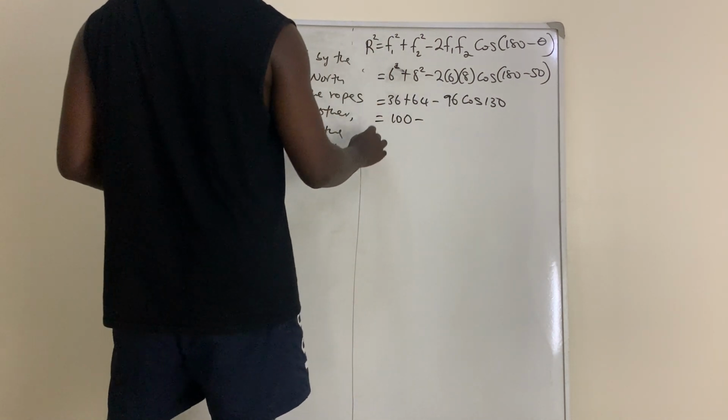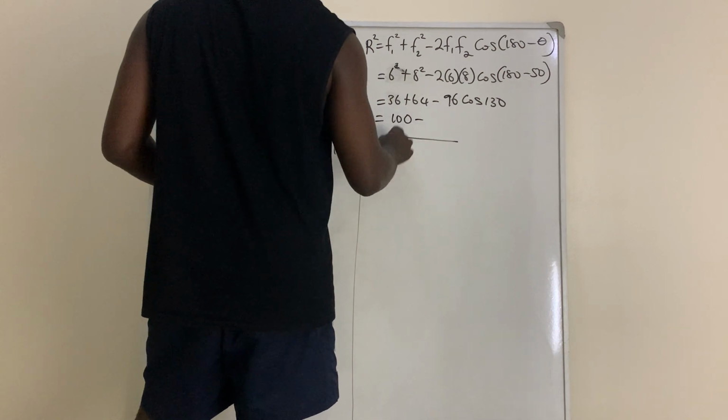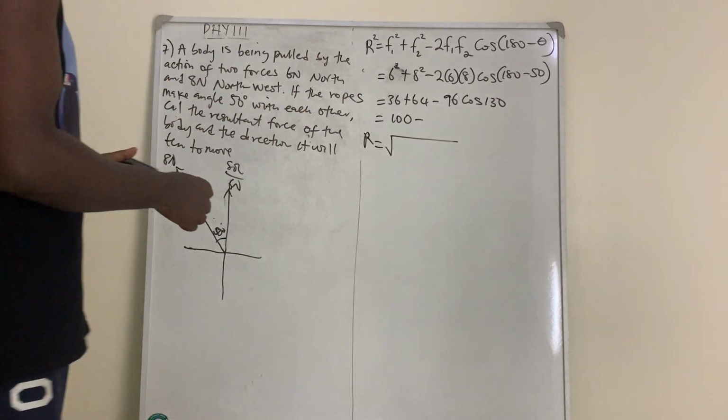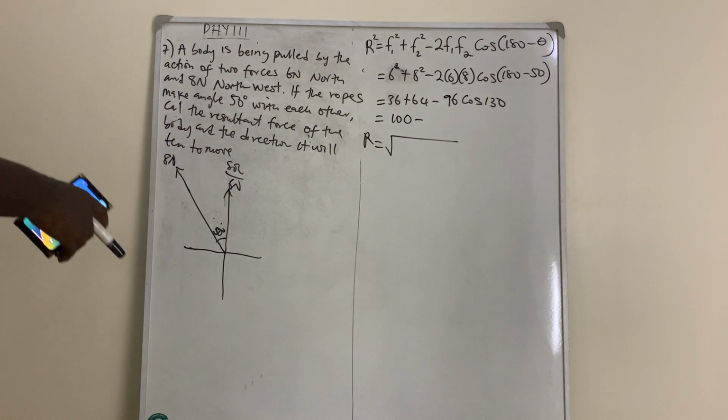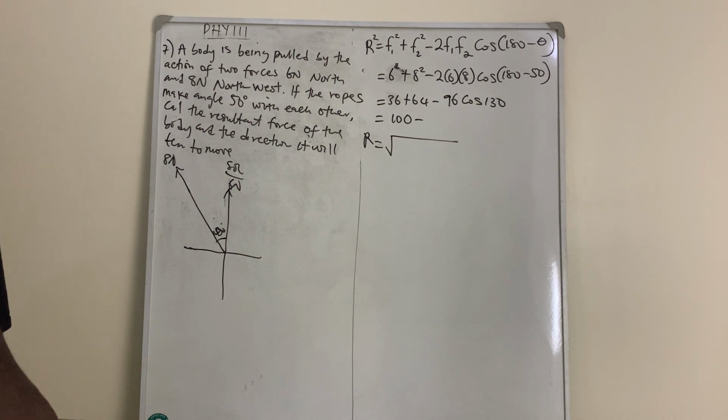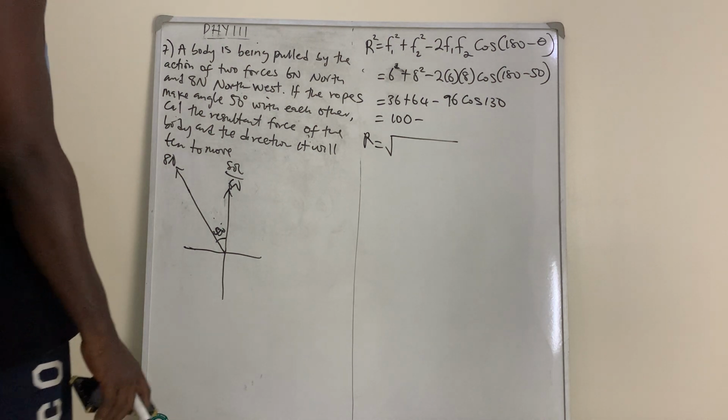Any answer you get, you now need to get the square root of it. That is the resultant. Then the direction it will move.